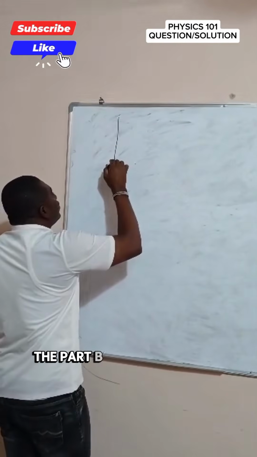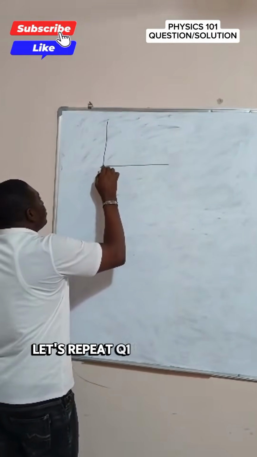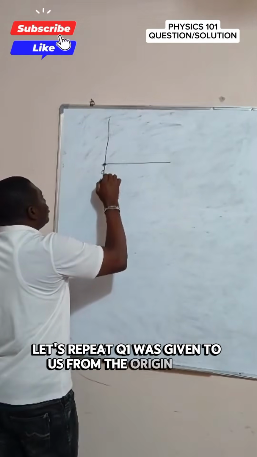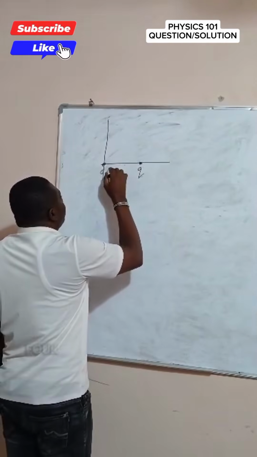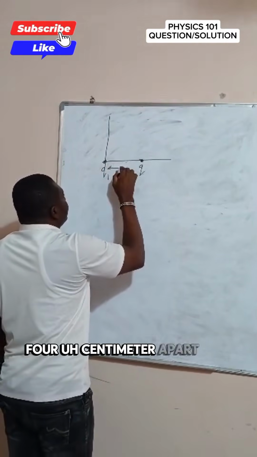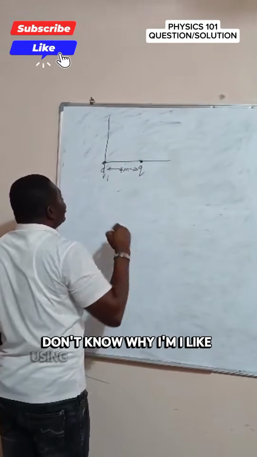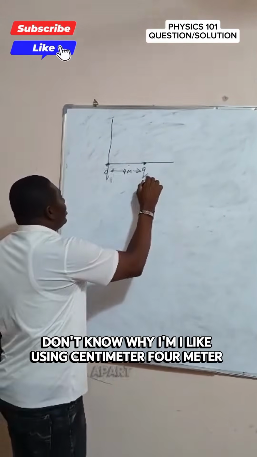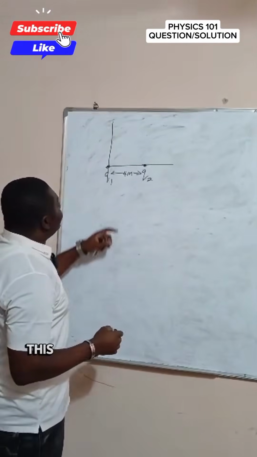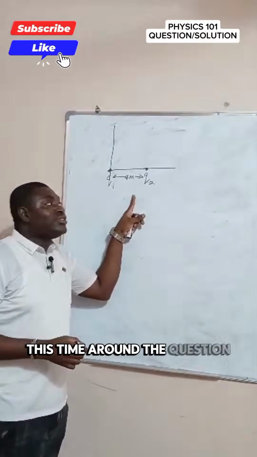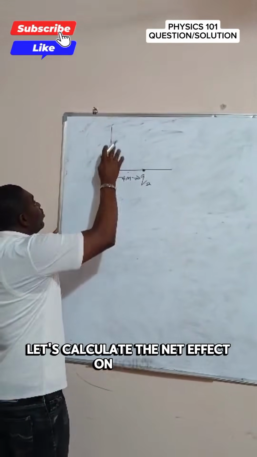Now part B of the same question, let's repeat. Q1 was given to us from the origin, Q1 and Q2 4 meters apart. Don't know why I like saying centimeter, 4 meters apart. Now, this time around, the question says let's calculate the net effect on point Q.